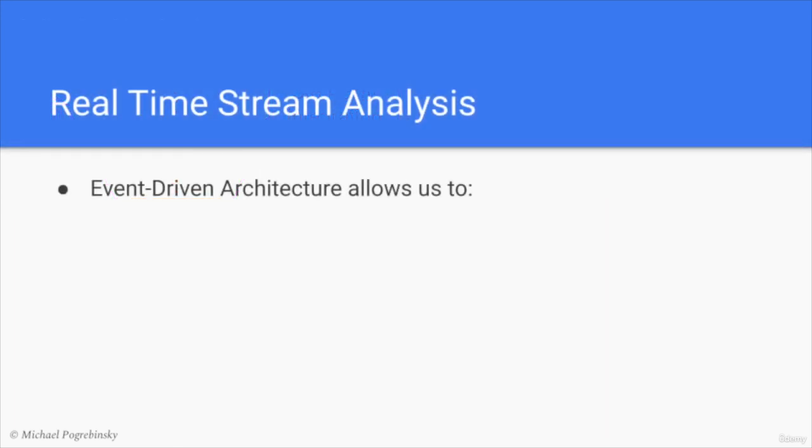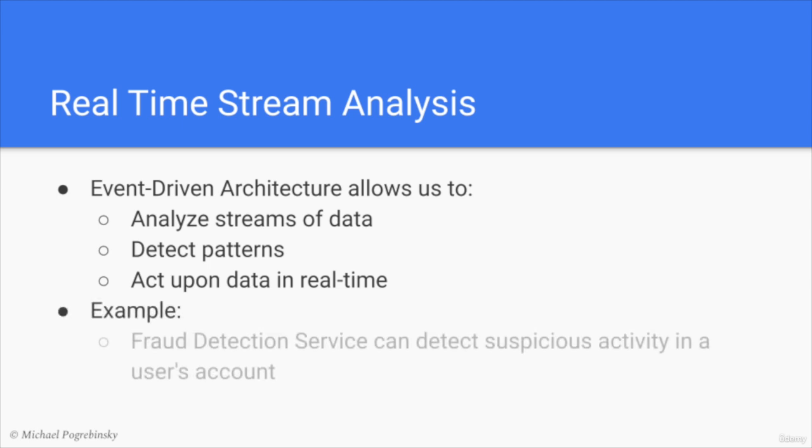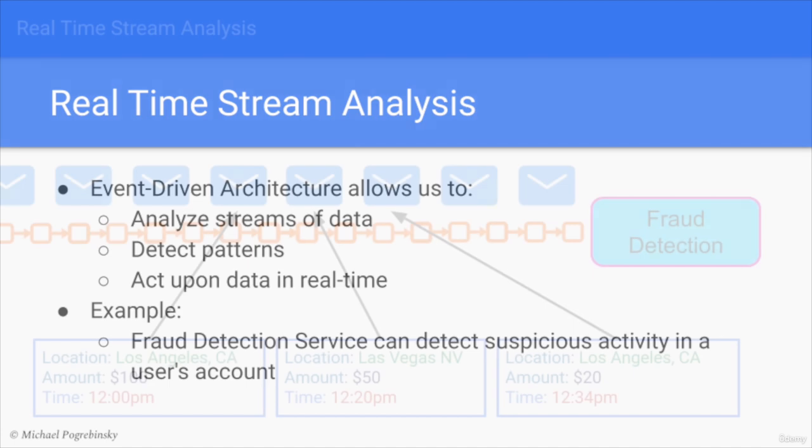In addition to the horizontal and organizational scalability, event-driven architecture allows us to analyze streams of data, detect patterns, and act upon them in real time. For example, the fraud detection service can detect suspicious activity in the user's account by looking at the stream of events that happen in the account in real time, without waiting for this data to be post-processed and stored in some database.